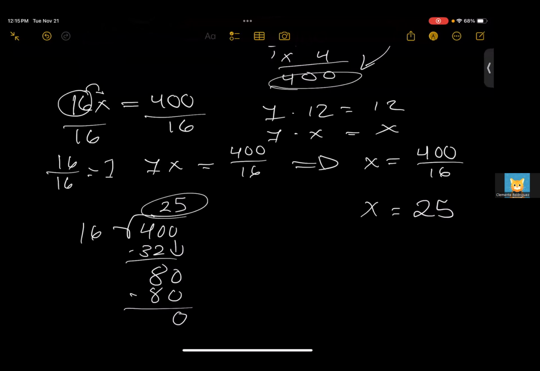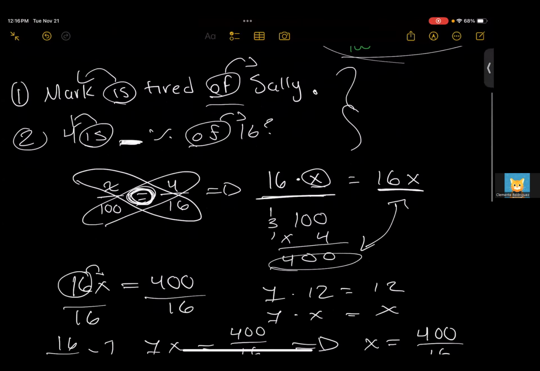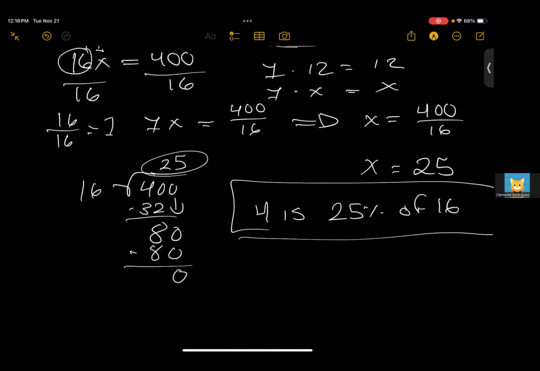x is 25. But what is x referring to? Let's go back up. Number 2 is asking the question, 4 is what percent of 16? So we'll say 4 is 25% of 16. And that's how you'd approach a problem like this. That would be our answer.